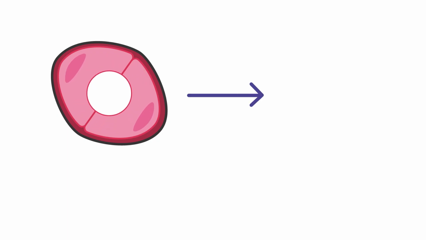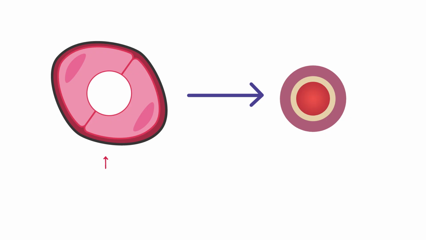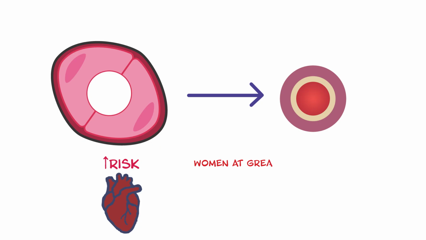Given the endothelial damage caused by the preeclamptic state, there is accelerated vascular aging that ensues and leads to increased risk of cardiovascular events in these women. Women at greatest risk are those who had early onset preeclampsia, stillbirth from preeclampsia, or placental abruption.